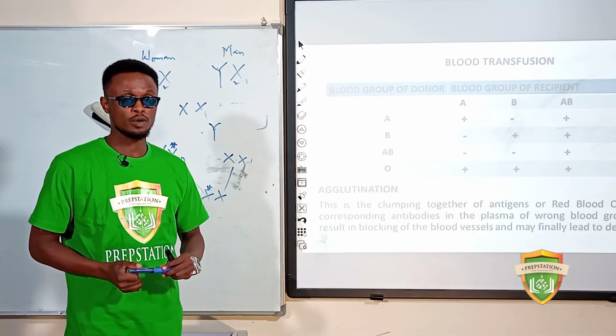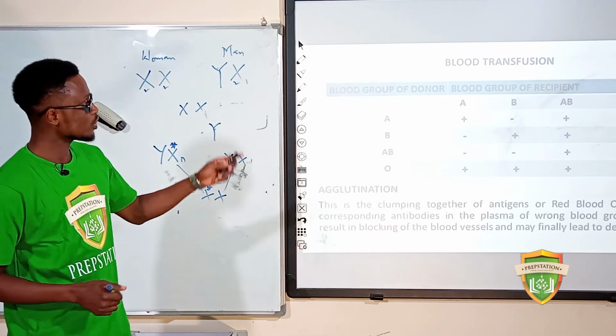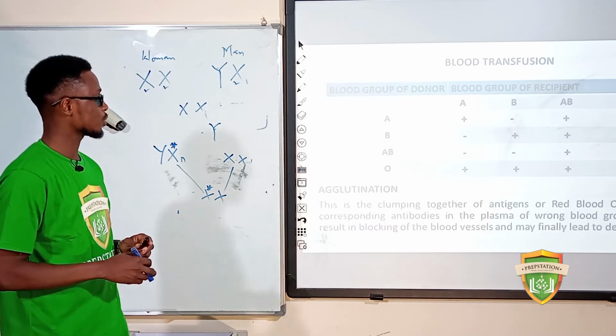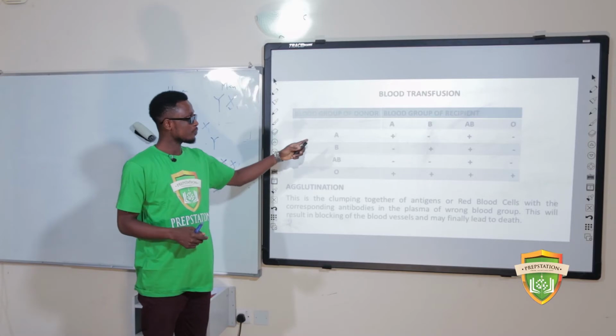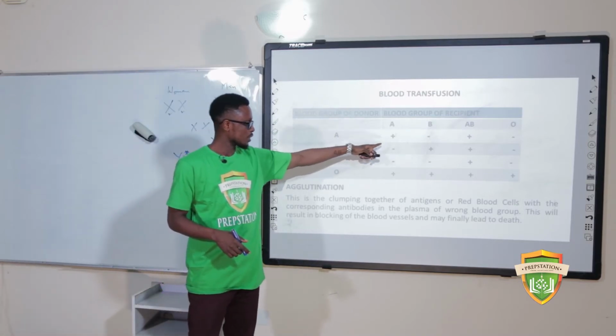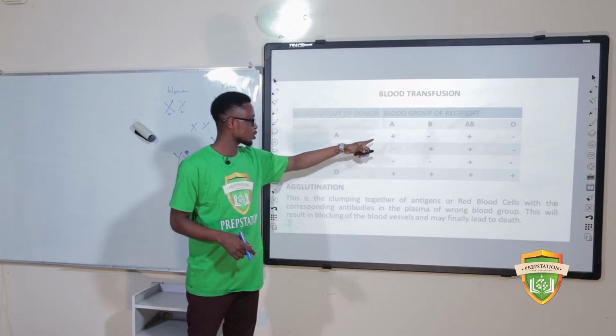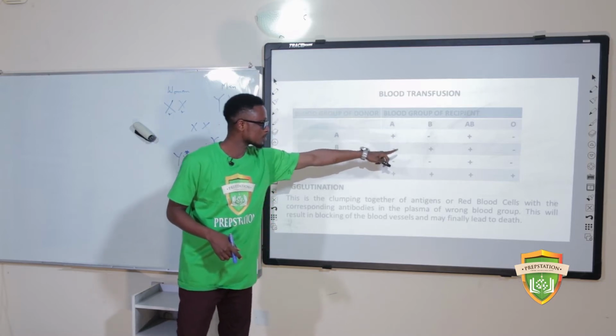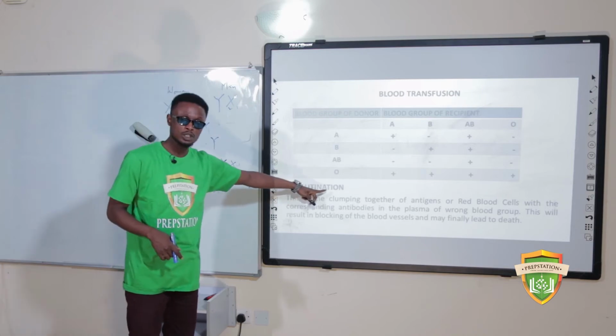Come back. Let's continue from where we stopped. So now blood transfusion, we're talking about blood transfusion. If blood group A is supposed to donate to blood group B, but donates to blood, now what will happen? That agglutination will do what?